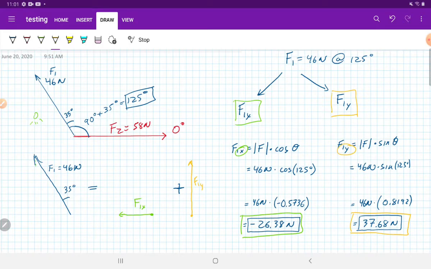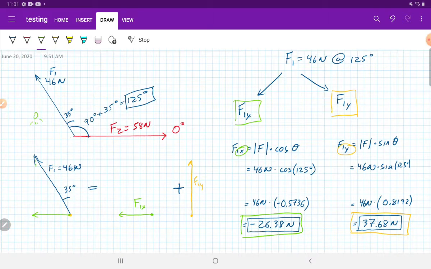Let's look and see if our numbers make sense. Well, I have a negative here. That tells me that this x force actually goes to the left. Does that make sense? Yeah, if I look over here, I am actually going to the left, so it should be negative. 26 is about half of 46, not quite. It's a little over half, actually. Yeah, this length should be about half.